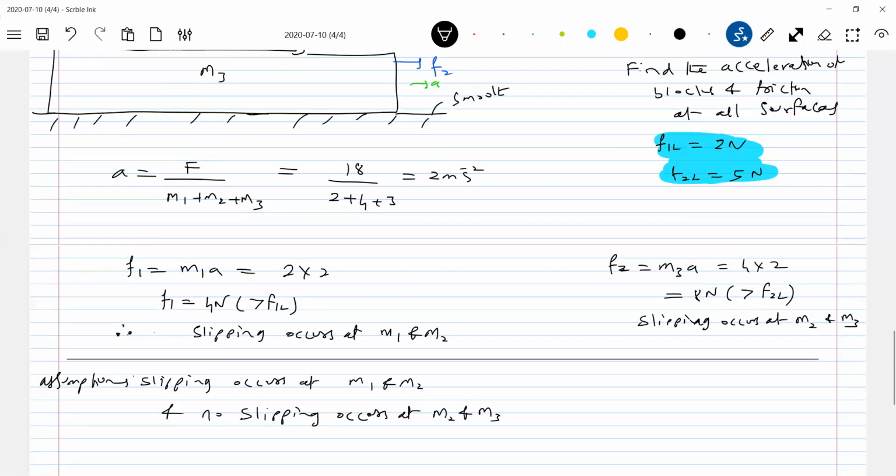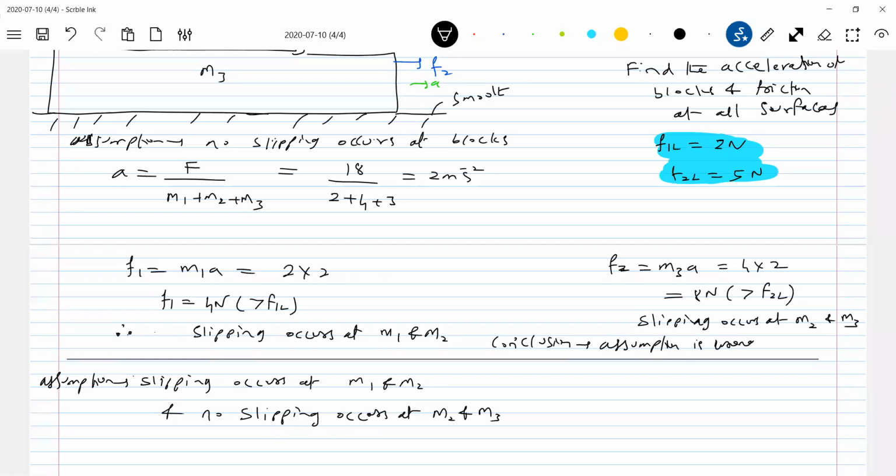And what is the assumption we started with? No slipping occurs at the blocks. What happened to your assumption? The assumption is wrong, no? Conclusion: the assumption is wrong. I start one more, a second assumption.